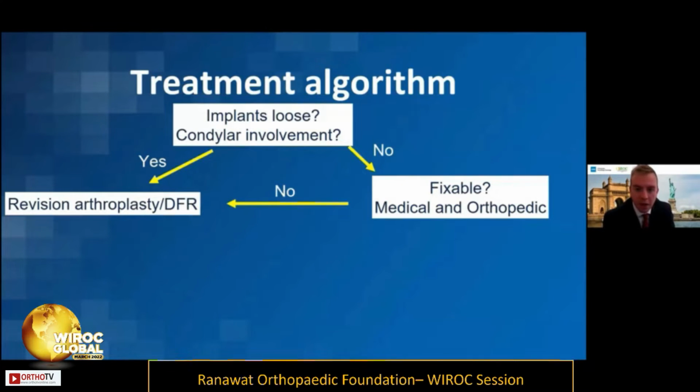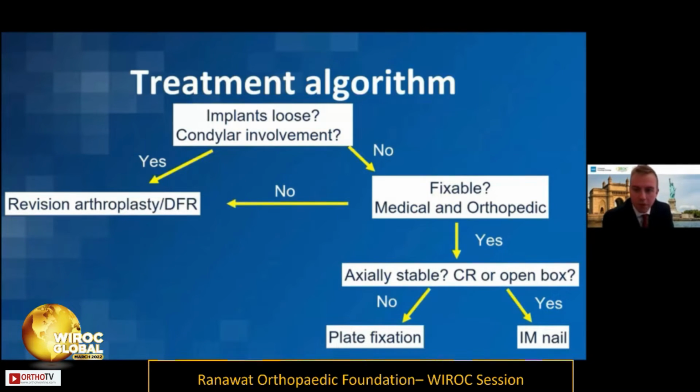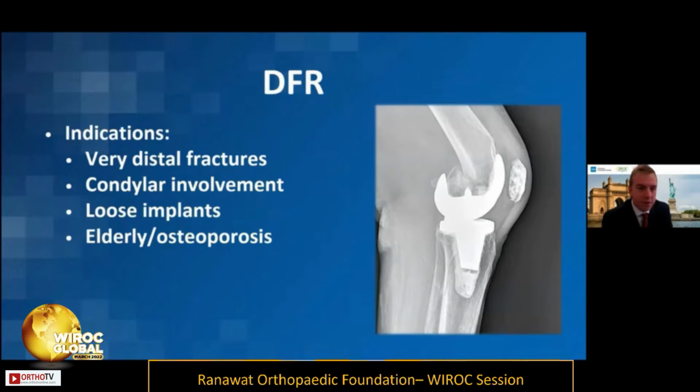If there is remaining bone stock and they're a younger patient who would be able to be non-weight-bearing or partial weight-bearing for a period of time, then you can consider fixation of the fracture. The next question is whether the fracture is axially stable and whether the component is cruciate retaining or open box. If yes, you can consider an intramedullary nail, and if no, most of the time plate fixation is the best option. So this is the algorithm I use to decide between fixation and arthroplasty, and how to fix these fractures. We'll go over a little bit of each of these in detail.